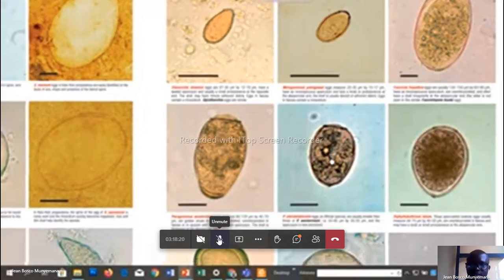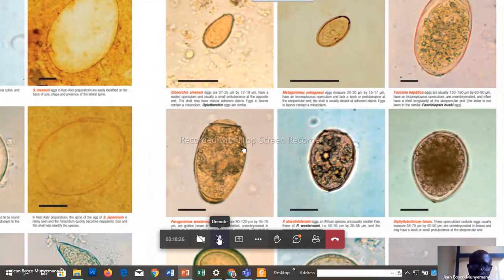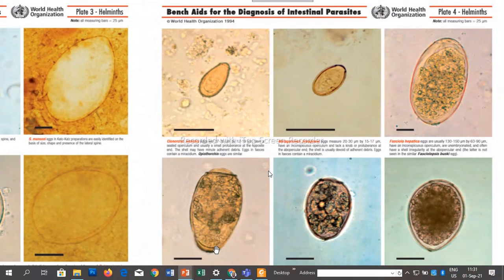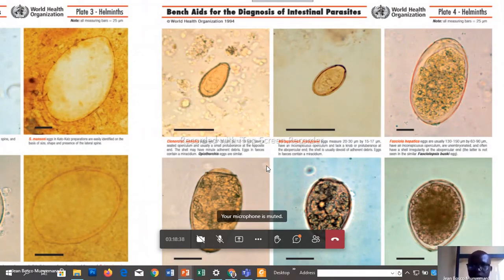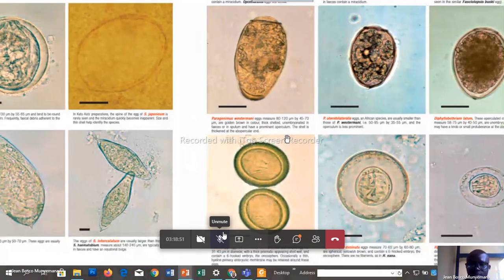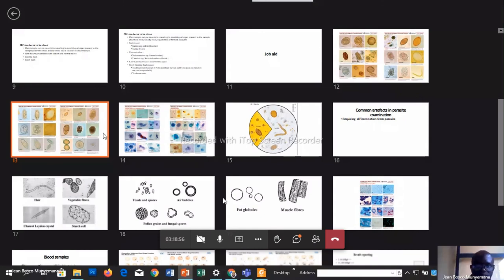And you can see the Paragonimus westermani, that is the lung fluke. It is an operculated egg. While Fasciola hepatica, the one that is found in the liver, is this one. Fasciola hepatica.